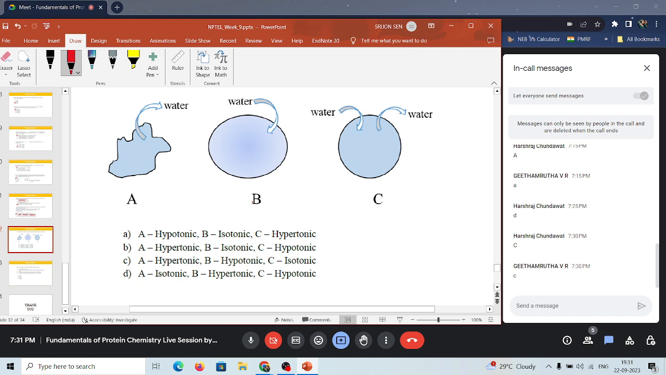So what is over here? Water is going out, so that is your hypertonic. Okay, so we have hypertonic. In B, water is coming inside, so that is your hypotonic. And C is your isotonic. Yes, correct. So C is the correct answer.